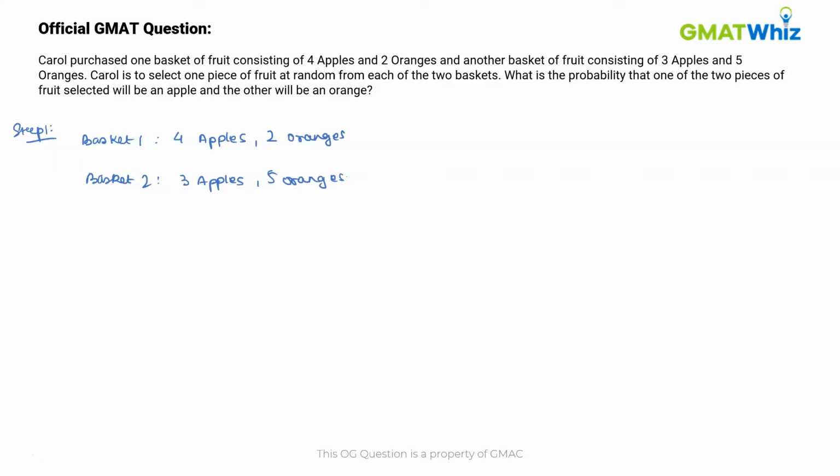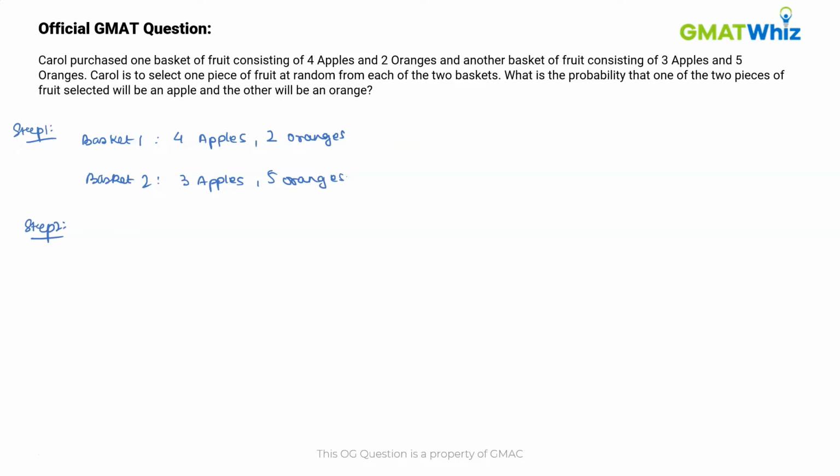So either she can select basket 1 first and then basket 2, or basket 2 and basket 1. So she can select the baskets in any order and take out the fruits in any order as well. We have to find the probability that one of the 2 pieces of fruit selected will be an apple and the other will be an orange. Let's move on to step 2 and understand how to solve this question.